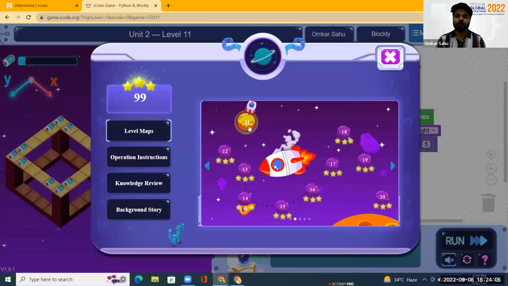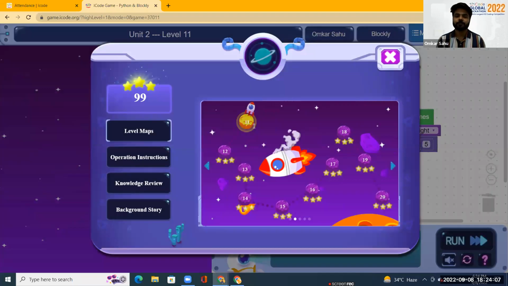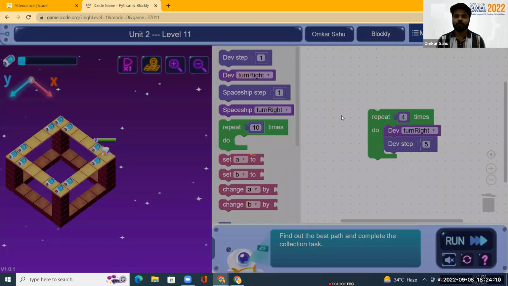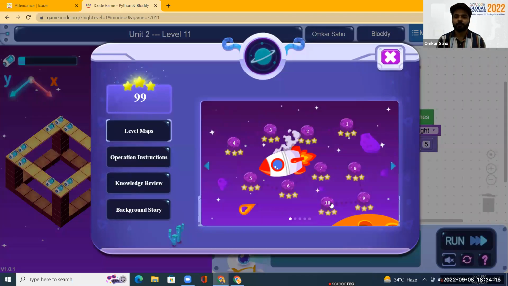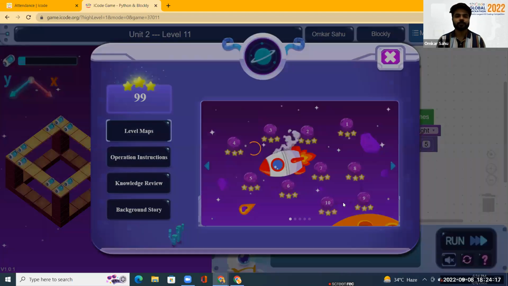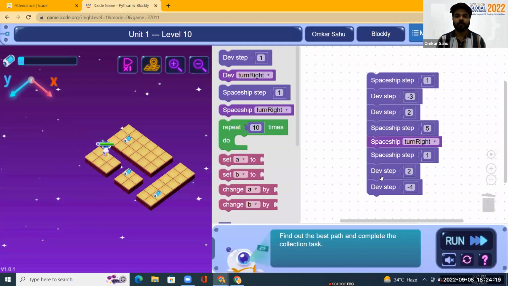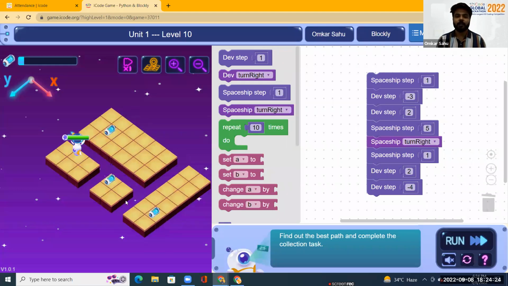Okay, so we were on level number 11. Oh, sorry, level 10 was there. Okay, a moment. Level 10, where are you? Okay, so again, we were at this spot and the character Dave was facing forward, right? Clear? So we need to ask the character Dave to take a right turn, take 2 steps, and then do the magic. Have a look at it.